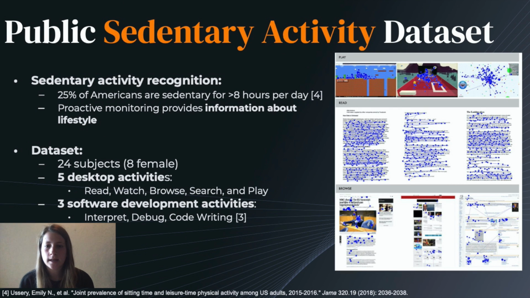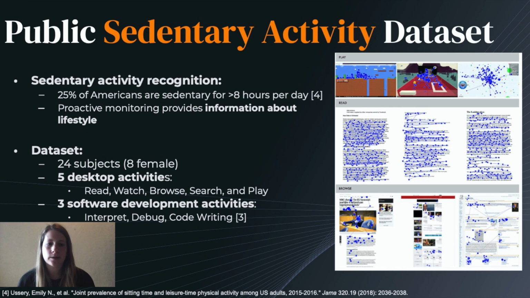We used a dataset that's looking at sedentary activities to train our models to hopefully recognize 8 different desktop and software development activities, including reading, interpreting, searching, and playing games. The figure on the right shows a few good examples of how gaze patterns look for a variety of activities. For example, reading is a common left to right in a downward pattern versus playing games, where maybe you have to track a ball, might be going back and forth and back and forth.